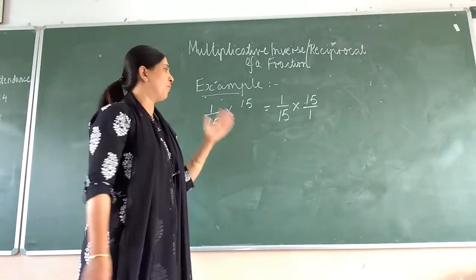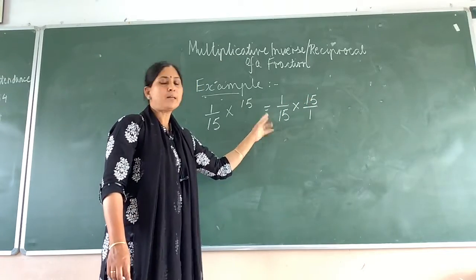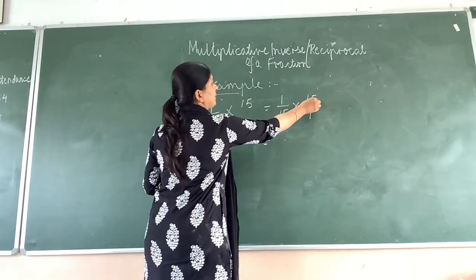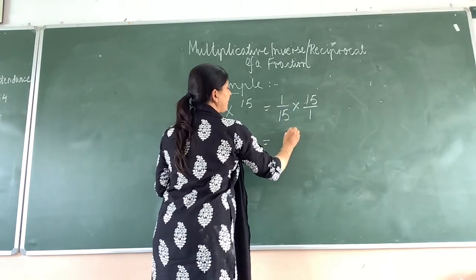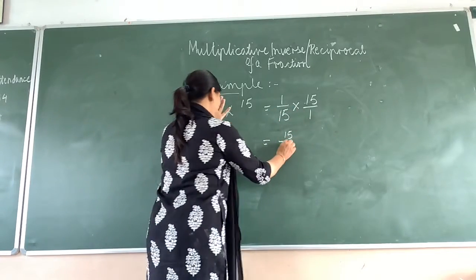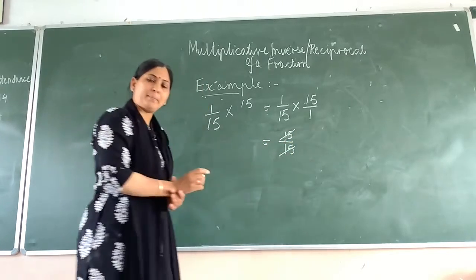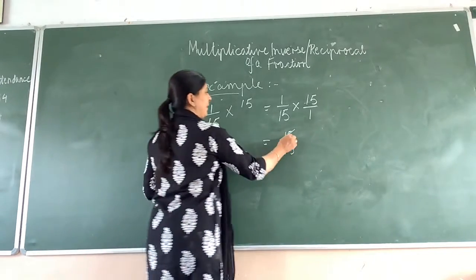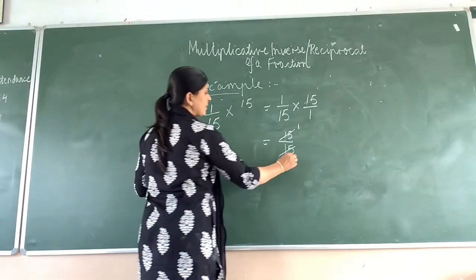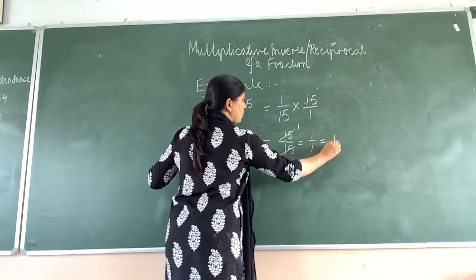Now in the previous sum, what did we do? We found the common factor of numerator and denominator and divided them by that. Now there is one more way. Let us multiply the numerators. 1 times 15 is 15. And let's multiply the denominators. 15 times 1 is 15. Both of them can be divided by 15. 15 divided by 15 means 1, and 15 divided by 15 means 1. So 1 over 1 means 1.